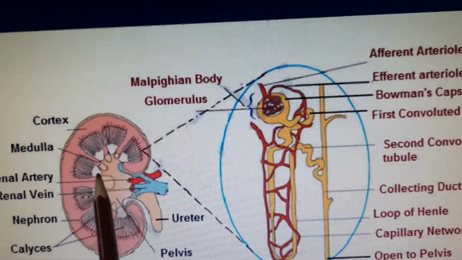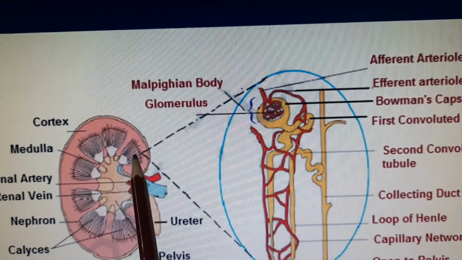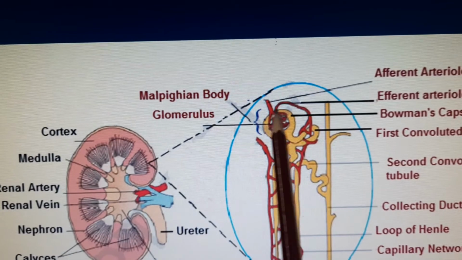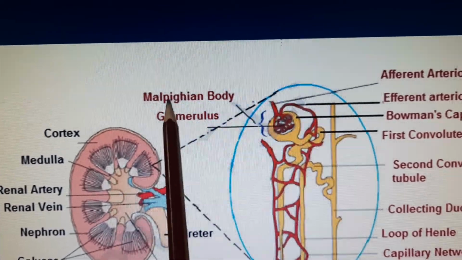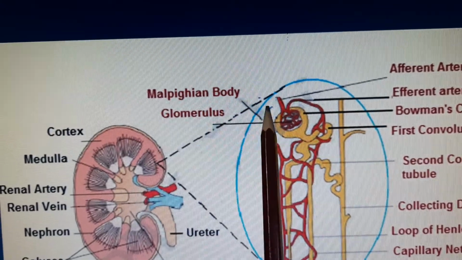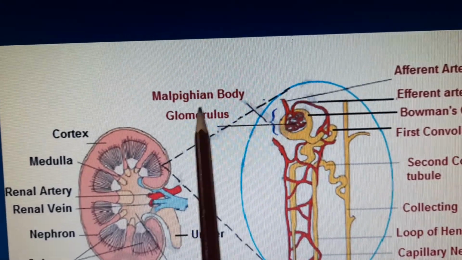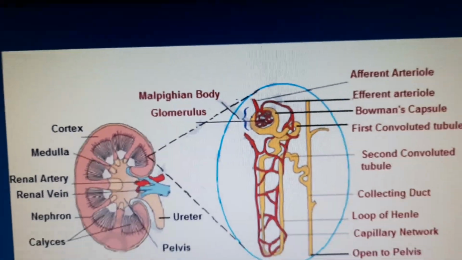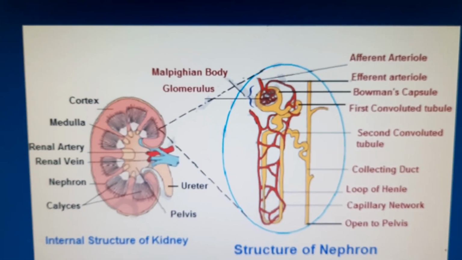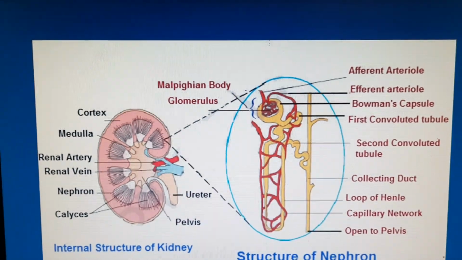So basically, billions of nephrons are there in the kidney, and this is the structure of one nephron. Here the important parts are the Malpighian body and the glomerulus. So this is very important. We will study the details of the Malpighian body and glomerulus in the next slide.